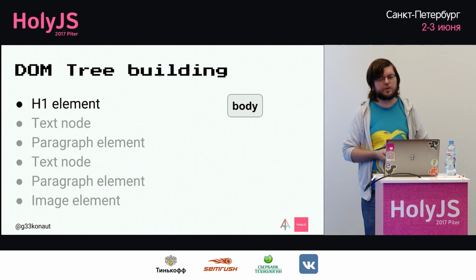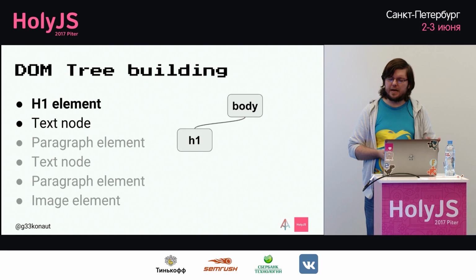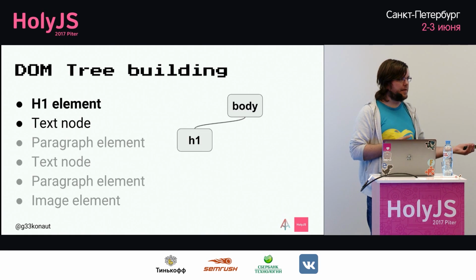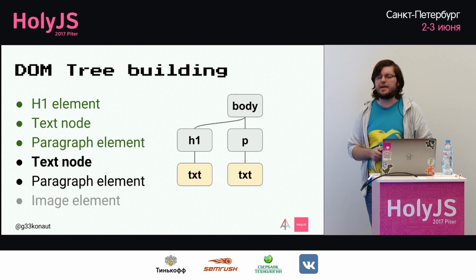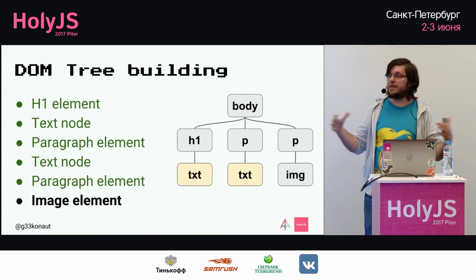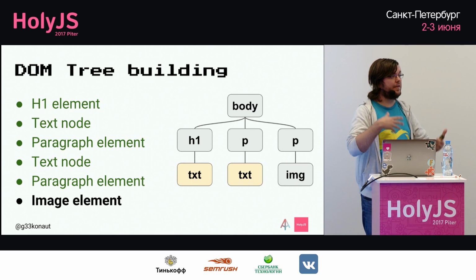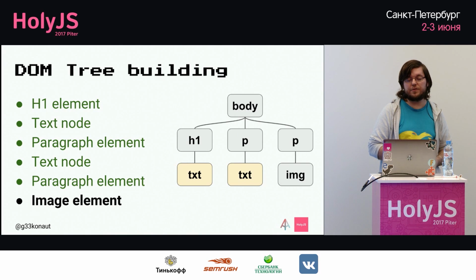So basically the browser goes, okay, so I have these things now, and I have my body, and in the body I have the h1 element, in the h1 element I have some text, then I have a paragraph, some text, and I have another paragraph with an image. So we are building this tree. And we can do this as we go along because we're receiving things, right? So we can basically do this in parallel as we are receiving the content.